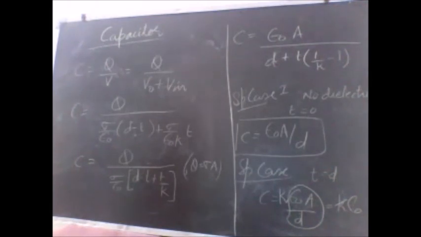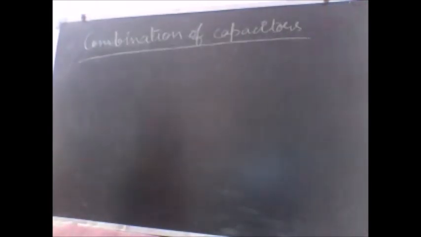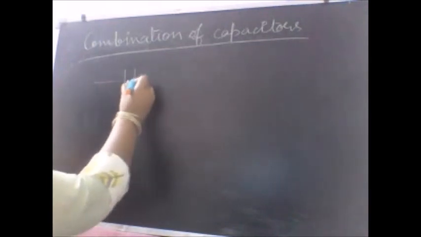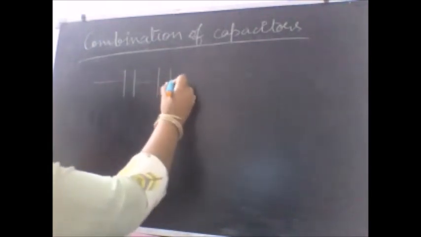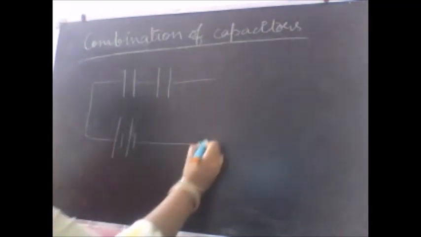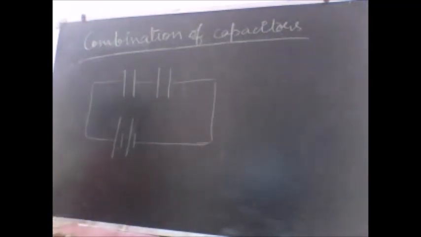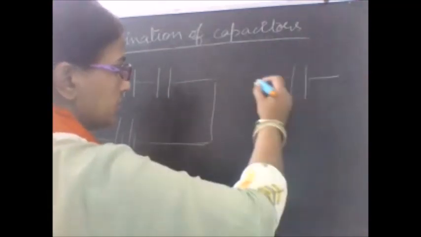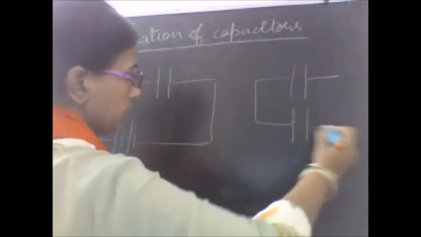We have to now do the combination of capacitors. So let us come to the combination of capacitors very quickly. This is exactly identical to the combination of resistors that you did in your 10th standard. Assuming that you are given a parallel plate capacitor here and one here, and you are given a battery here. You are given one more combination. Let us first learn to identify the series and the parallel combination.